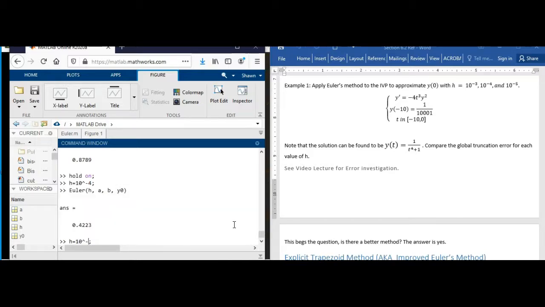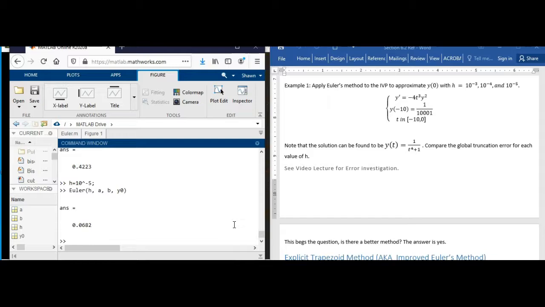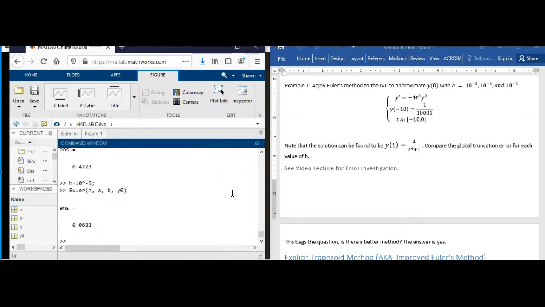Now let's change it to 5. We'll rerun it. All right, so now our error is significantly lower when we are at h equals 10 to the negative 5. And here's a graph. Here's our first one in blue, second one is red, now our third one is approaching that exact solution there. So it does seem that Euler's method does produce lower error every time we lower the h value.